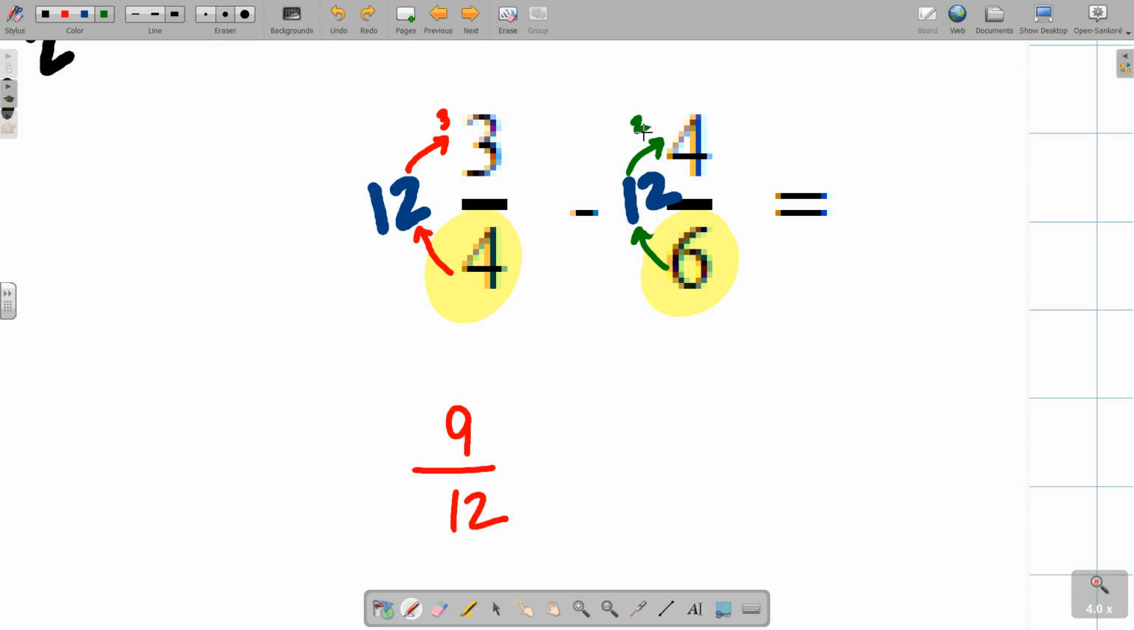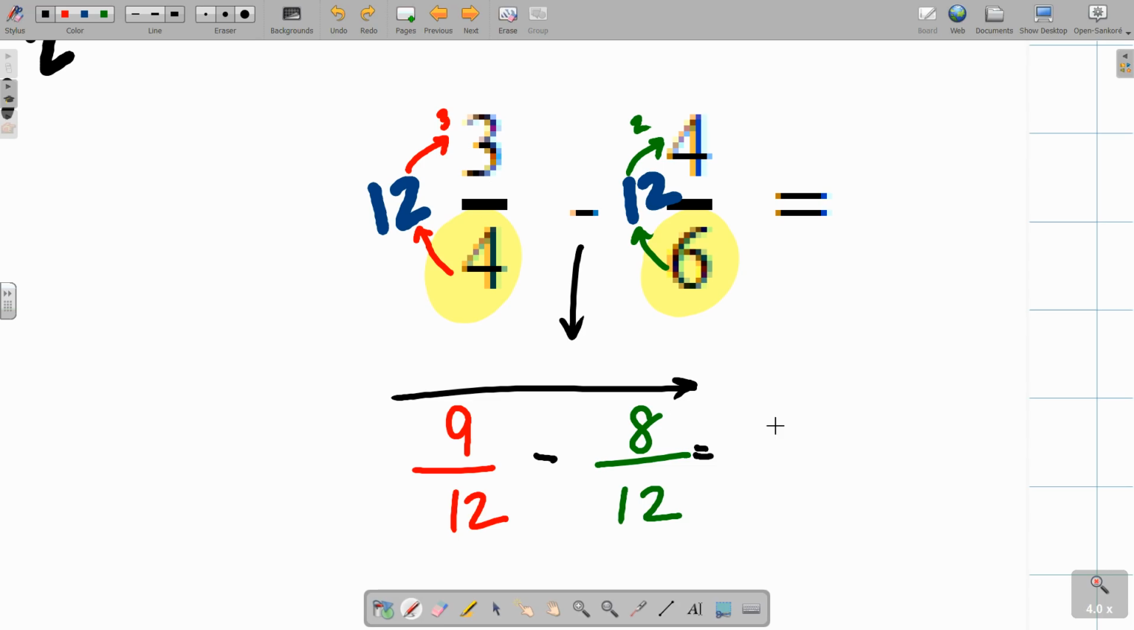6 goes into 12 twice. 2 times 4, that's 8. Bring down the minus sign. Now you just go straight across.